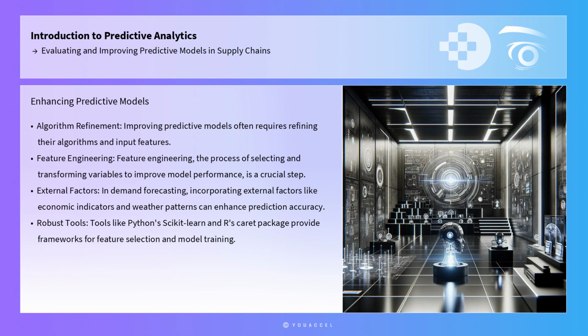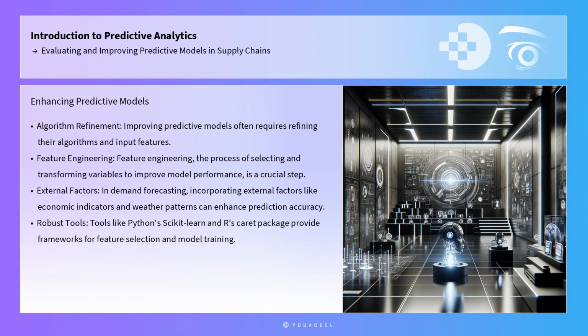Improving predictive models often requires refining their algorithms and input features. Feature engineering, the process of selecting and transforming variables to improve model performance, is a crucial step. For example, in the context of demand forecasting, incorporating external factors such as economic indicators, weather patterns, and social media sentiment can significantly enhance prediction accuracy.